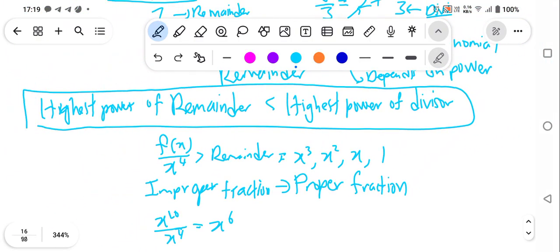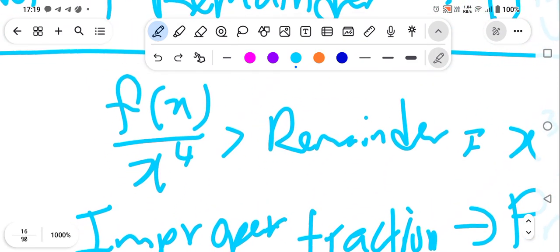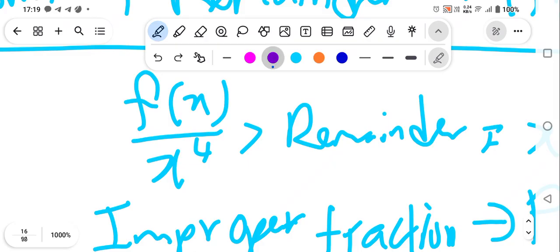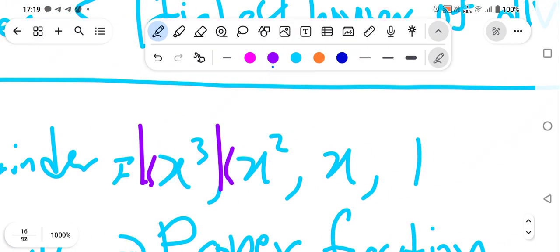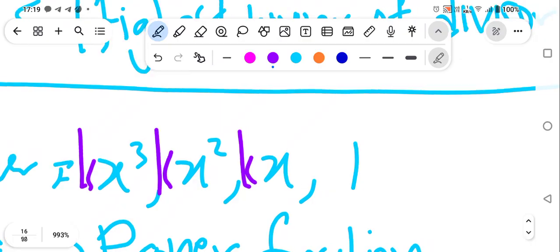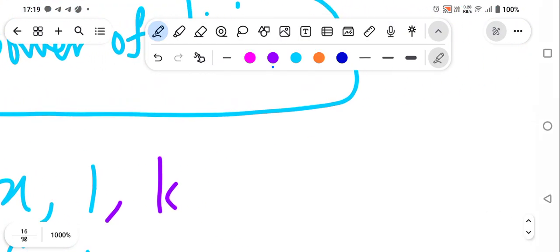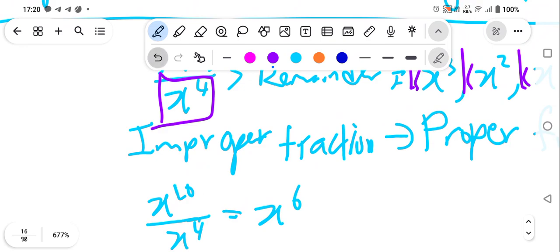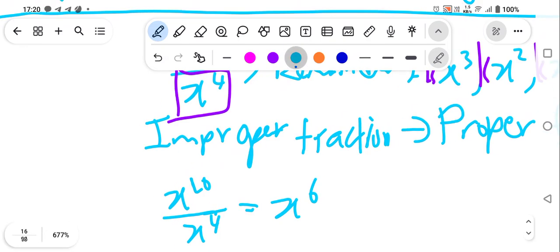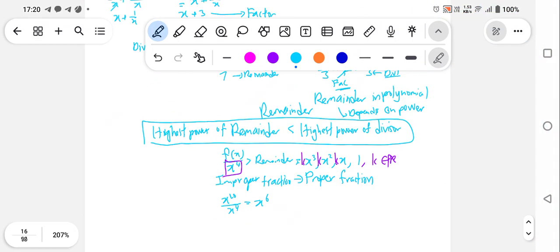So I hope it's not confusing. Anything you divide by x power 4, your remainder can be kx cubed, kx squared, kx, or 1. K is your factor. I'm not gonna say integer, I'll just say k is real. So yeah, let's see some cases from this. I'm gonna give another example.